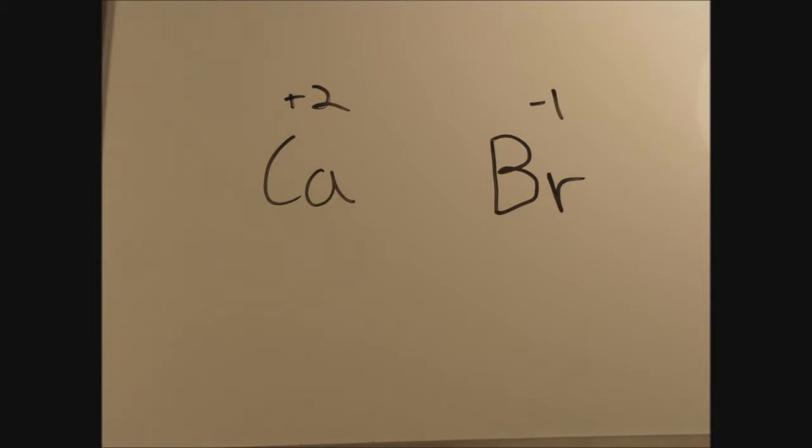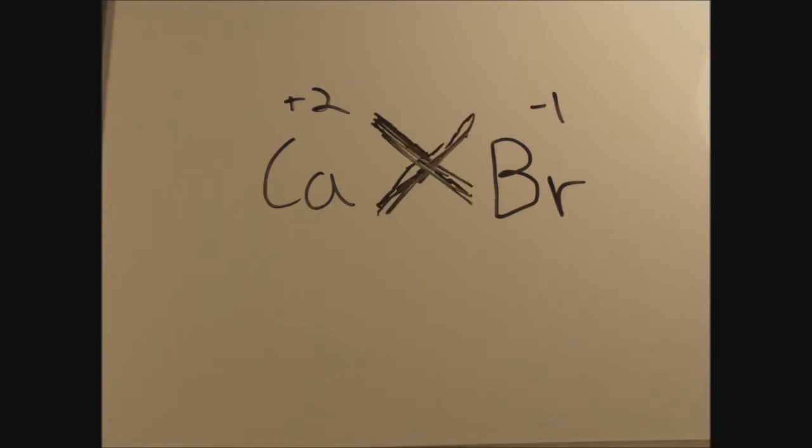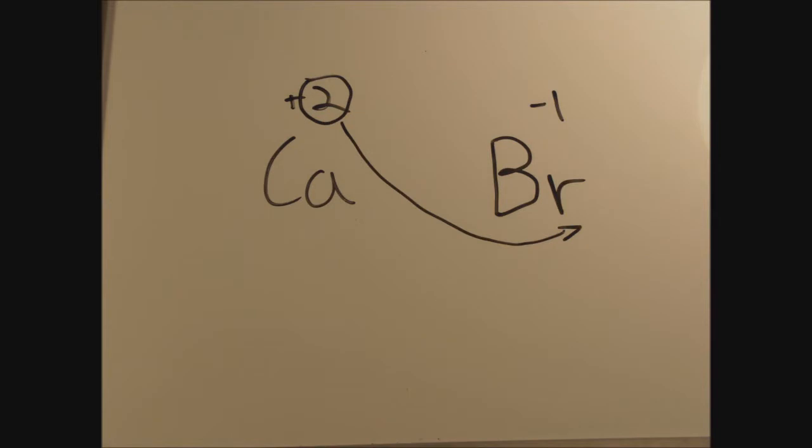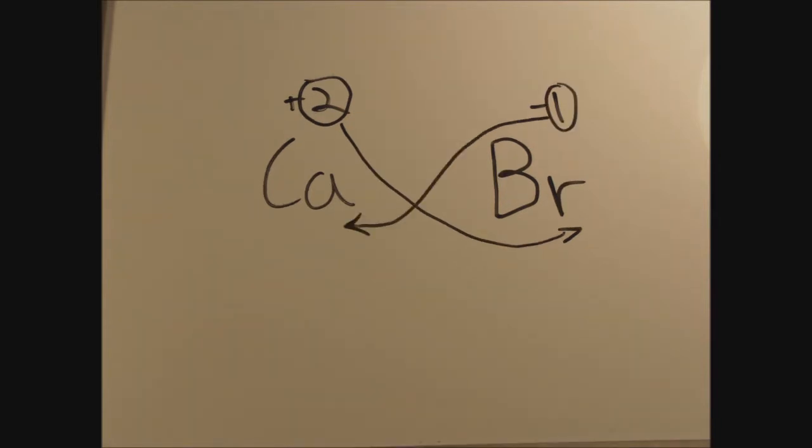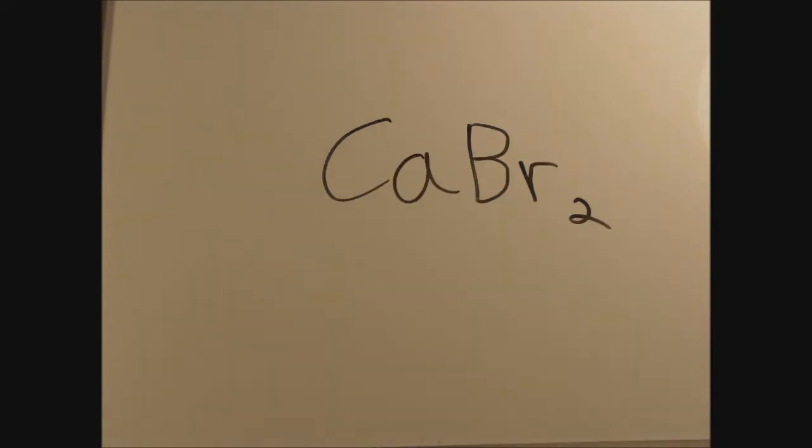Ca is another example, and Br. Well, first of all, Ca is +2, and Br is -1. When they combine, they don't equal 0. +2 minus 1 does not equal 0. So how do you solve this? You use the crisscross method. You take the 2 and put it under Br, and you take the 1 and put it under Ca. And it should look like this to create the ionic compound formula.